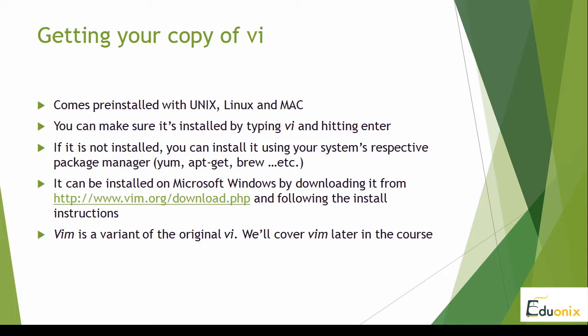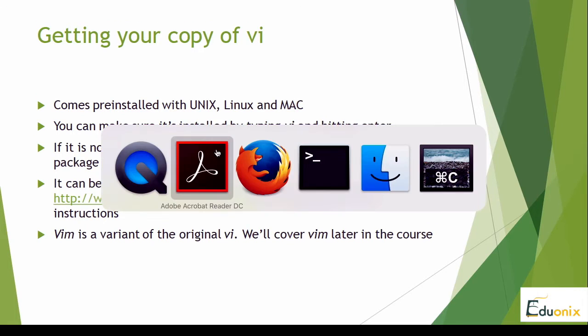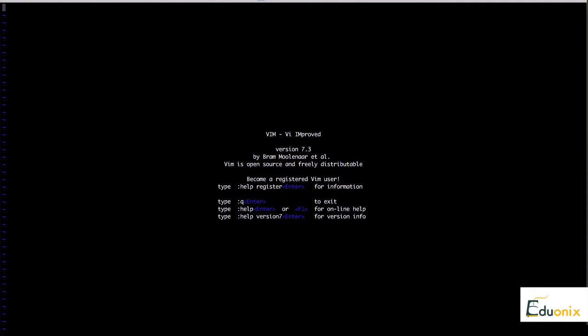As we said, VI comes pre-installed with Unix, Linux, and Mac. And if you want to make sure that it's installed, you just go to your command prompt, like for example here. This is the command prompt, and you type VI and press enter. If you find this screen, then you are successfully using VI and it is installed on your system. If it is not, then you have to install it using one of your installer commands.